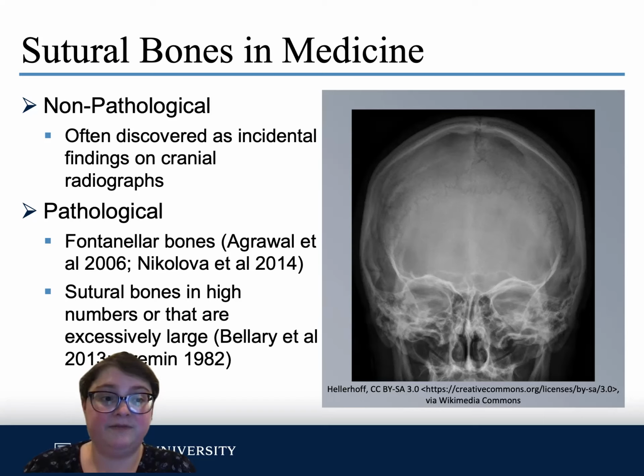Sutural bones that occupy fontanelles in young children can be palpated during any standard medical examination. These bones are considered pathological due to their frequent involvement in anomalous closure of the sutures and fontanelles. Other pathological sutural bones, including those that are present in high numbers or are excessively large, are often discovered during cranial visualization and used to aid in the diagnosis of congenital or developmental conditions. What follows is a guide to aid in the identification of diagnostically important sutural bones in anthropological contexts.